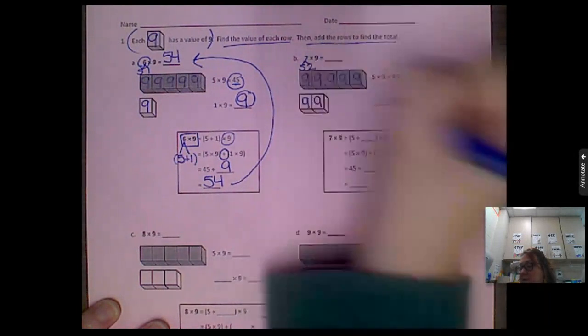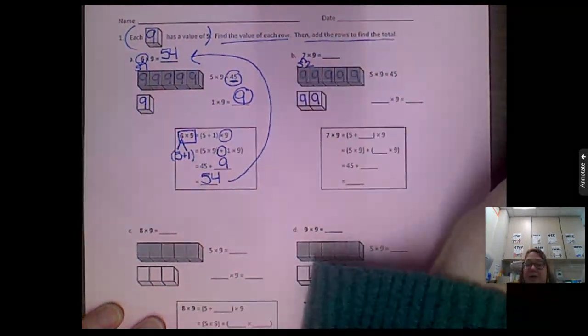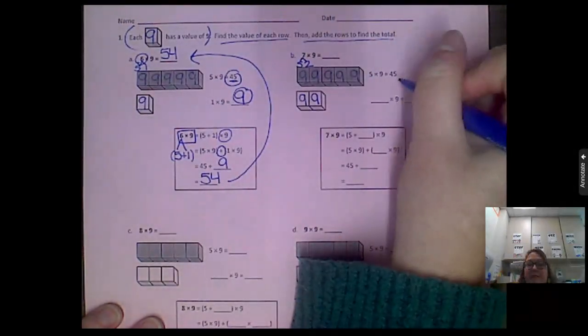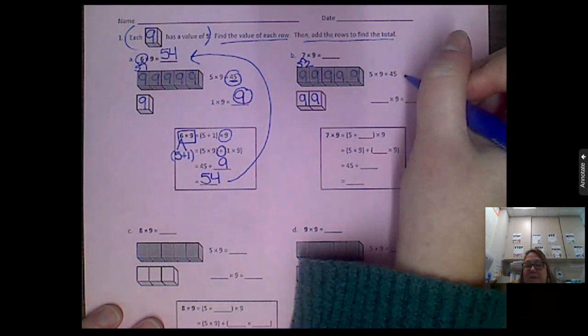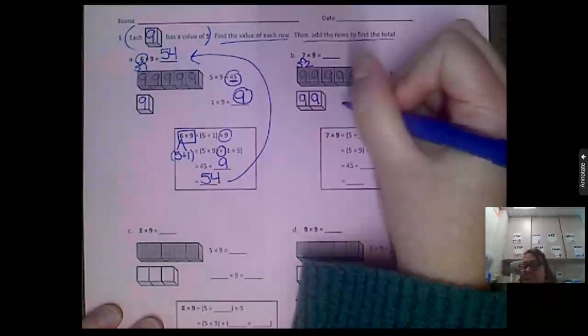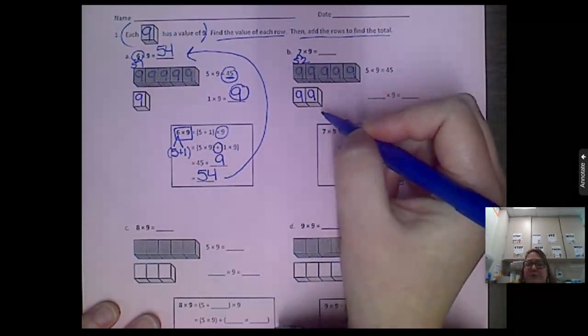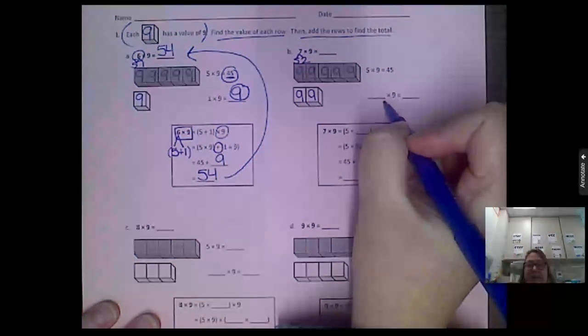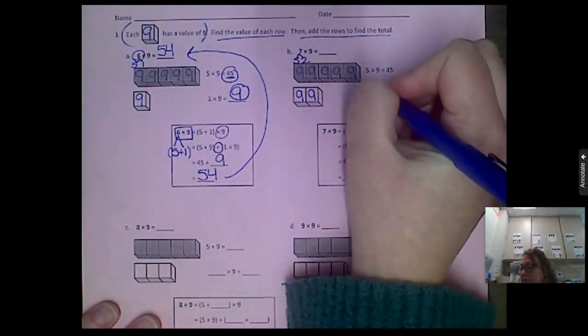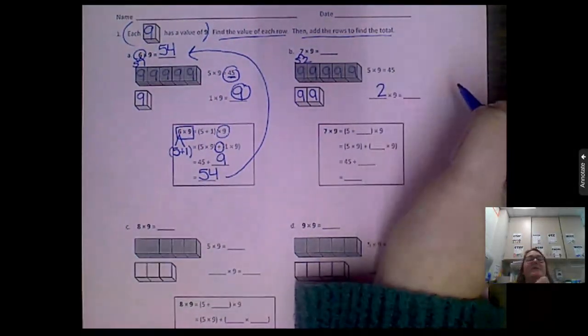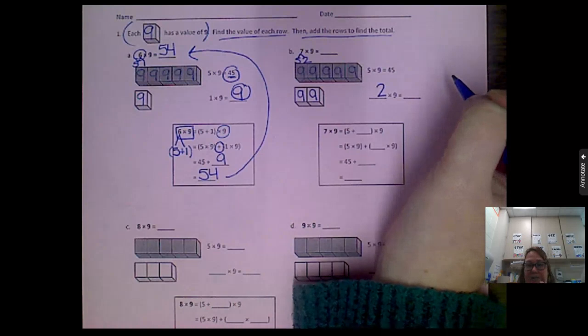Don't forget your blocks at the bottom. Okay, they already did the top for us. 5 times 9 is 45, right? And at the bottom, we have 2 groups of 9. So what's going to go right here? A 2. 2 times 9 equals blank. How would I solve that one?